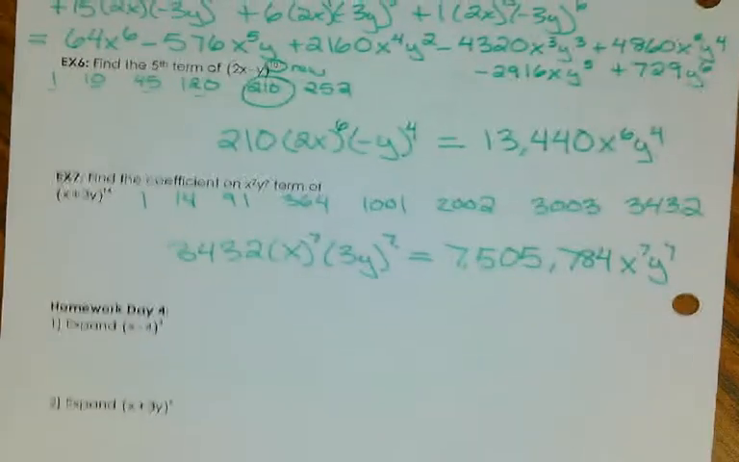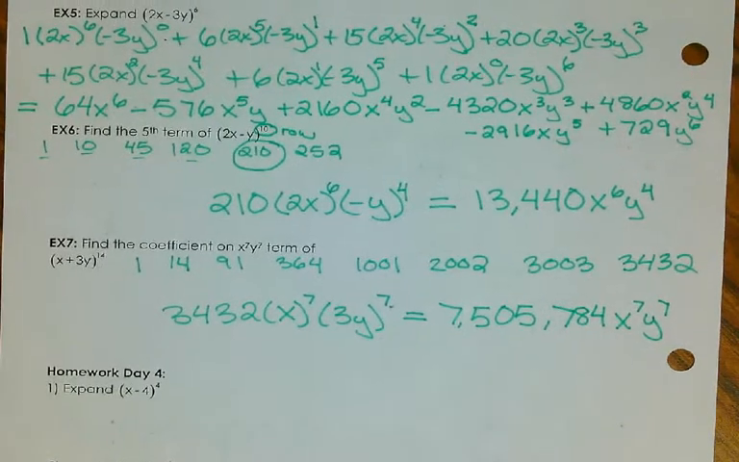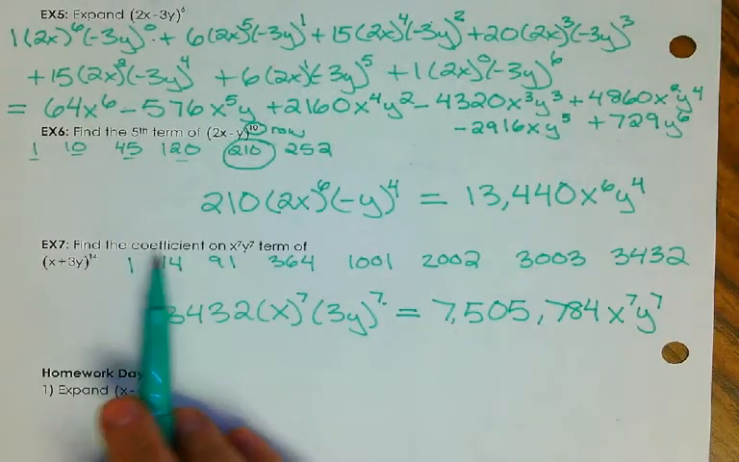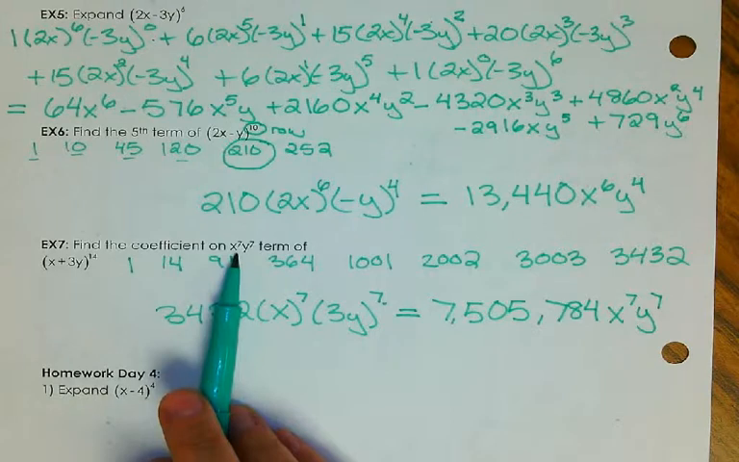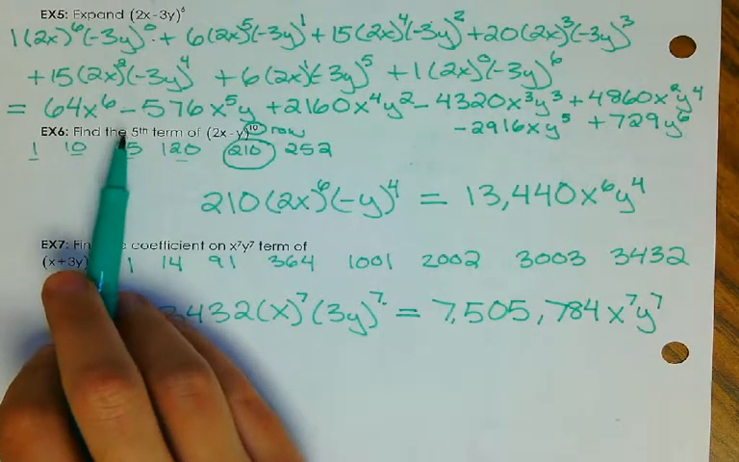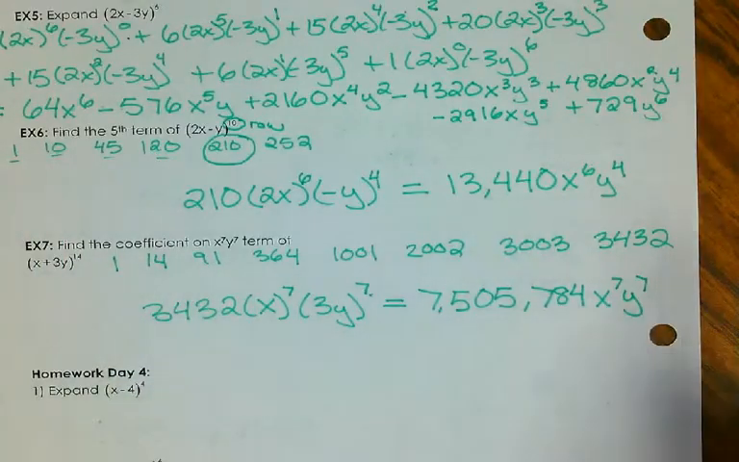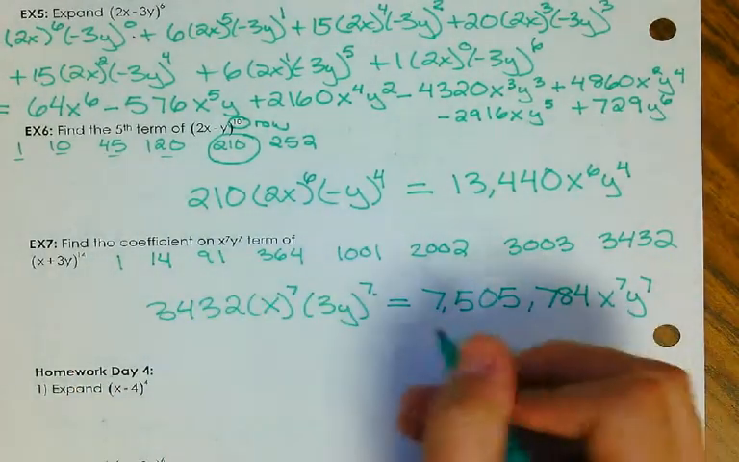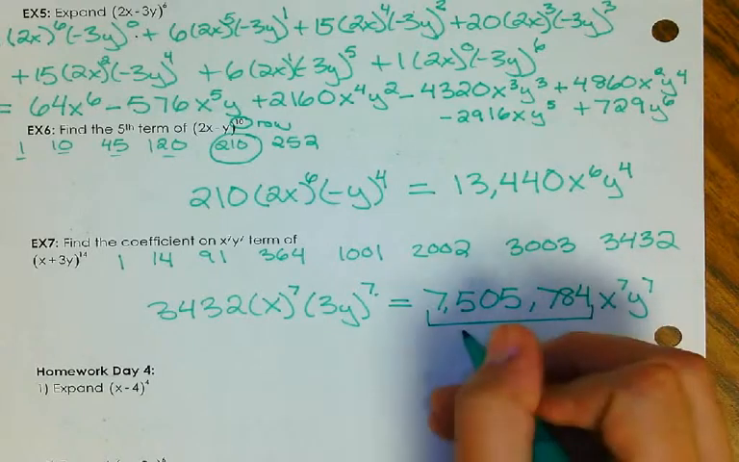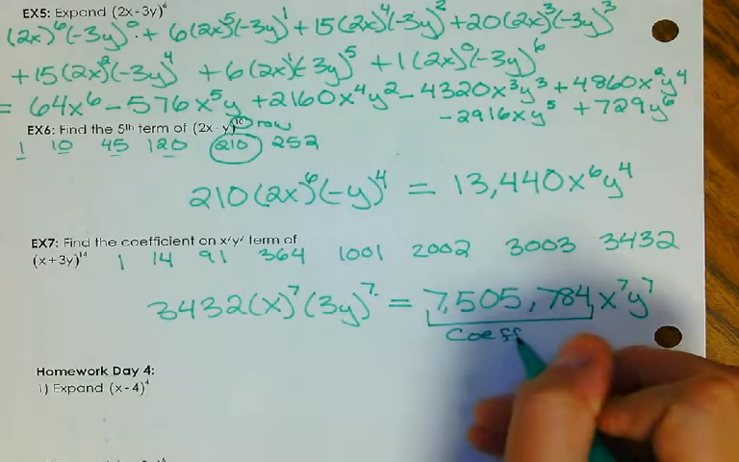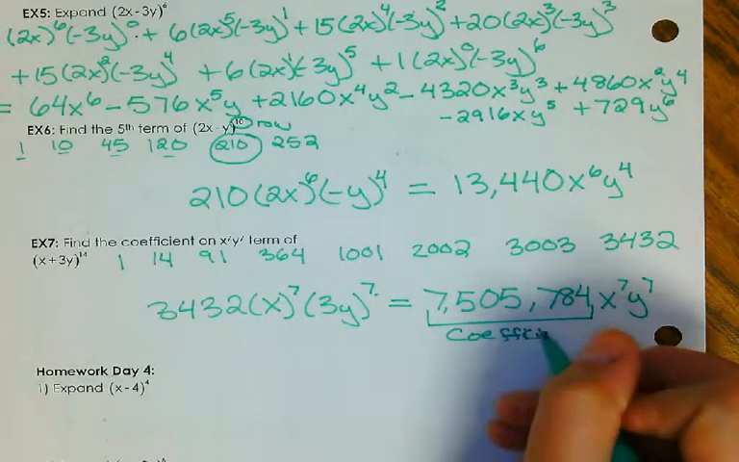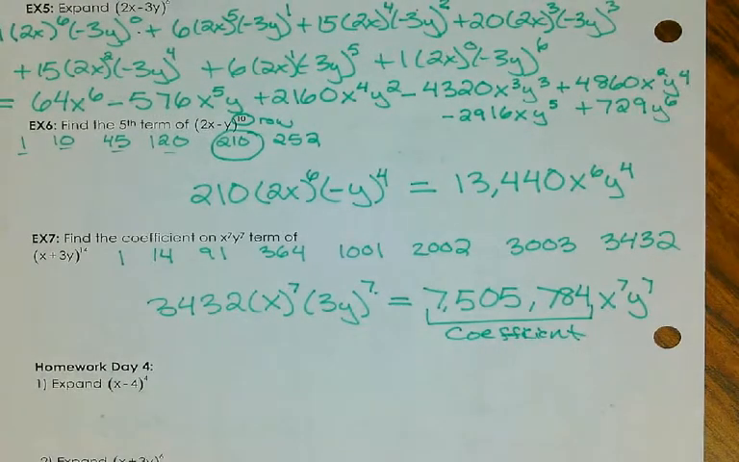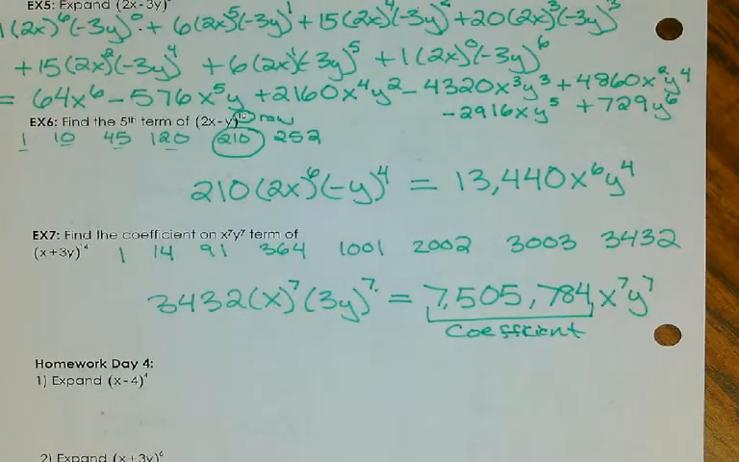Okay? So make sure that you can give me the coefficient on a particular term. Make sure you know how to identify an exact term. Here the answer, if it said find the coefficient on that term, the answer would just be this part. That would be the coefficient. Okay? Coefficient there.